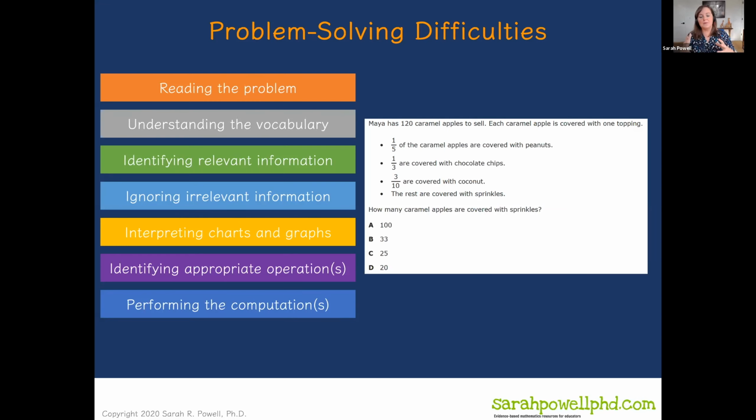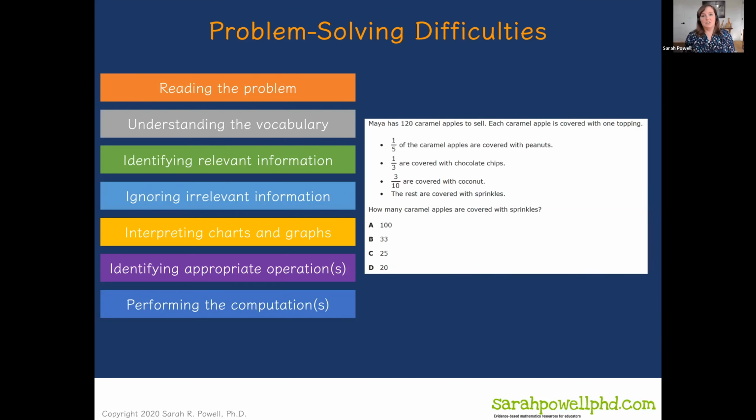And so it's really important to keep these in mind because as we teach word problem solving, we want to always go back to these areas of difficulty and be proactive in teaching students how to read the problem and understanding the vocabulary, teaching students how to find the relevant information and how to ignore some information and how to get information from charts and graphs.